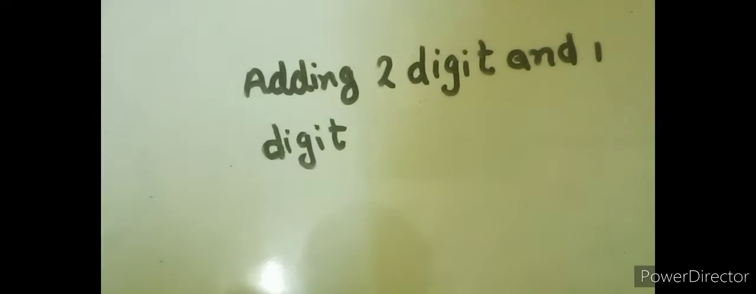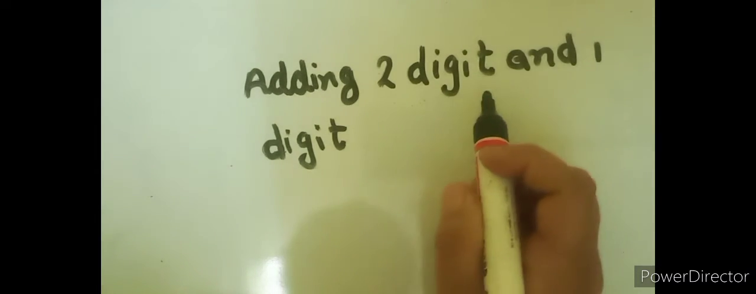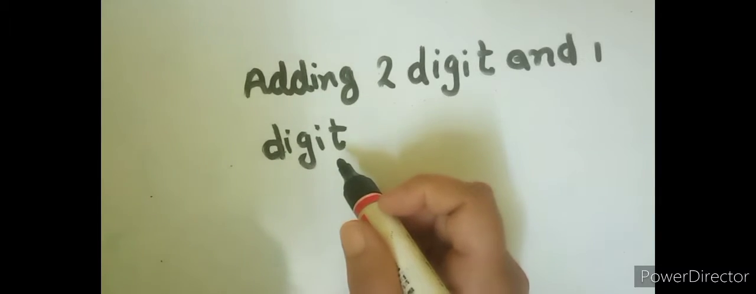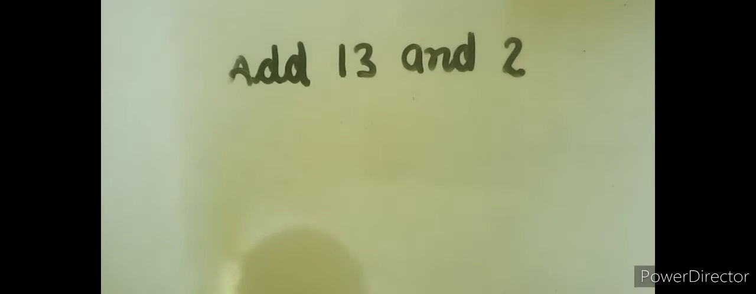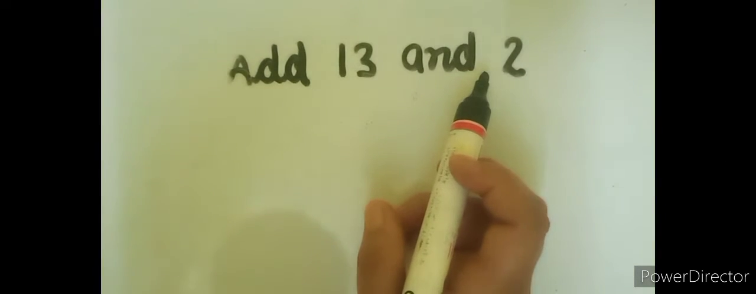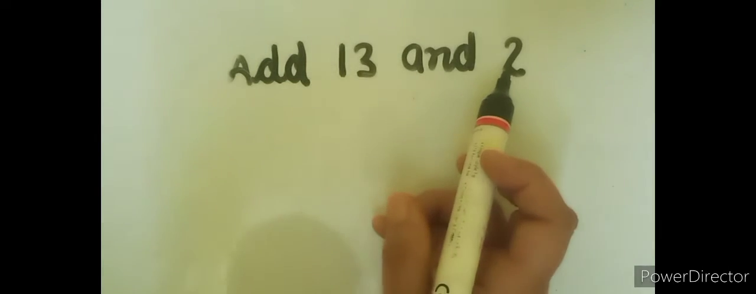Okay student, today adding 2 digit and 1 digit. Okay, now we will learn step by step. Okay, now student, look at here. Your sum is add 13 and 2. You have to add 13 and 2.